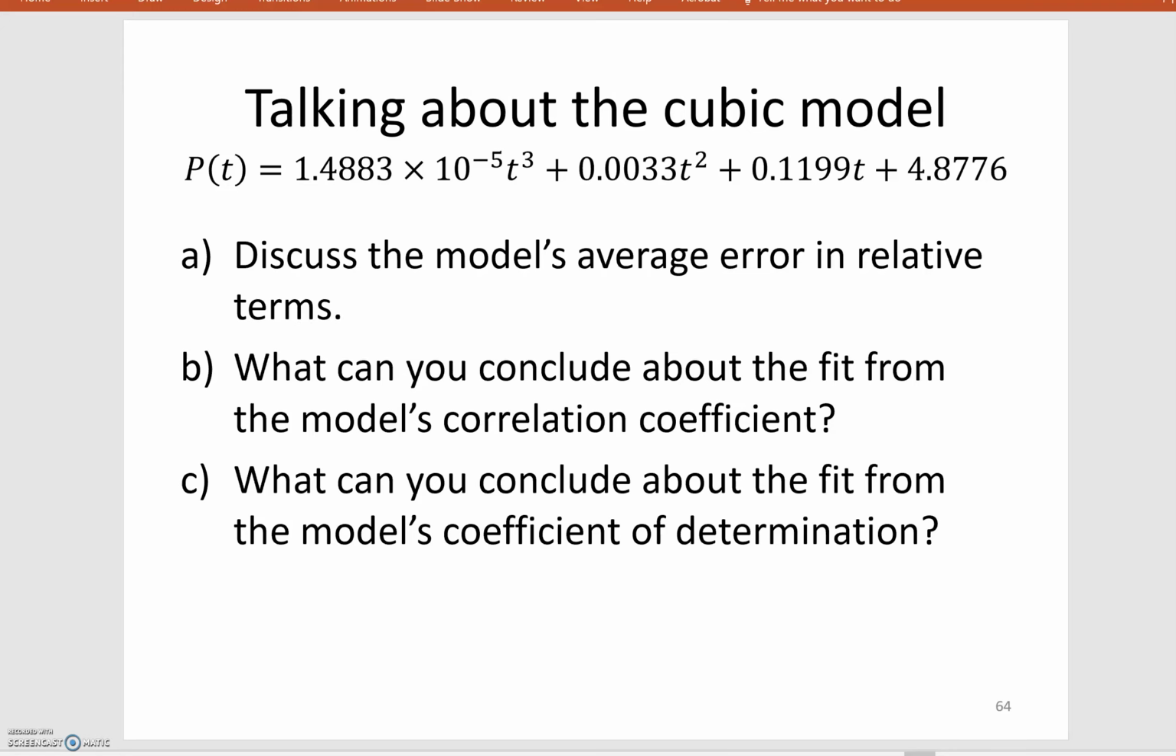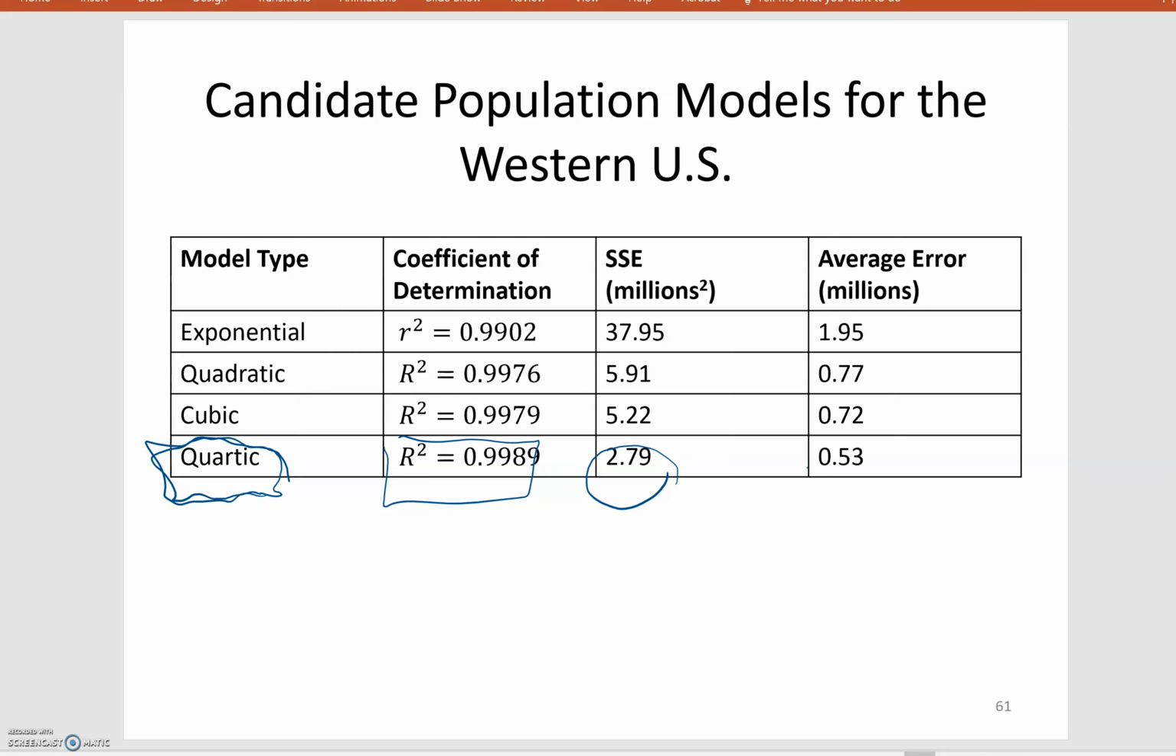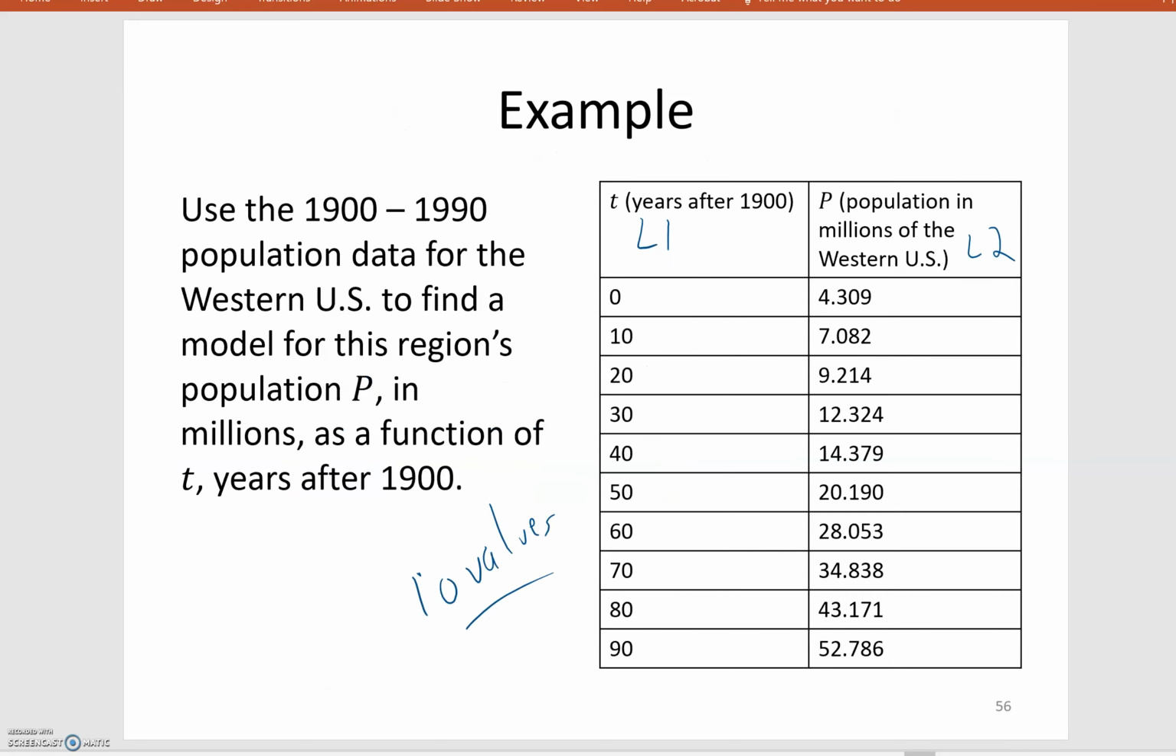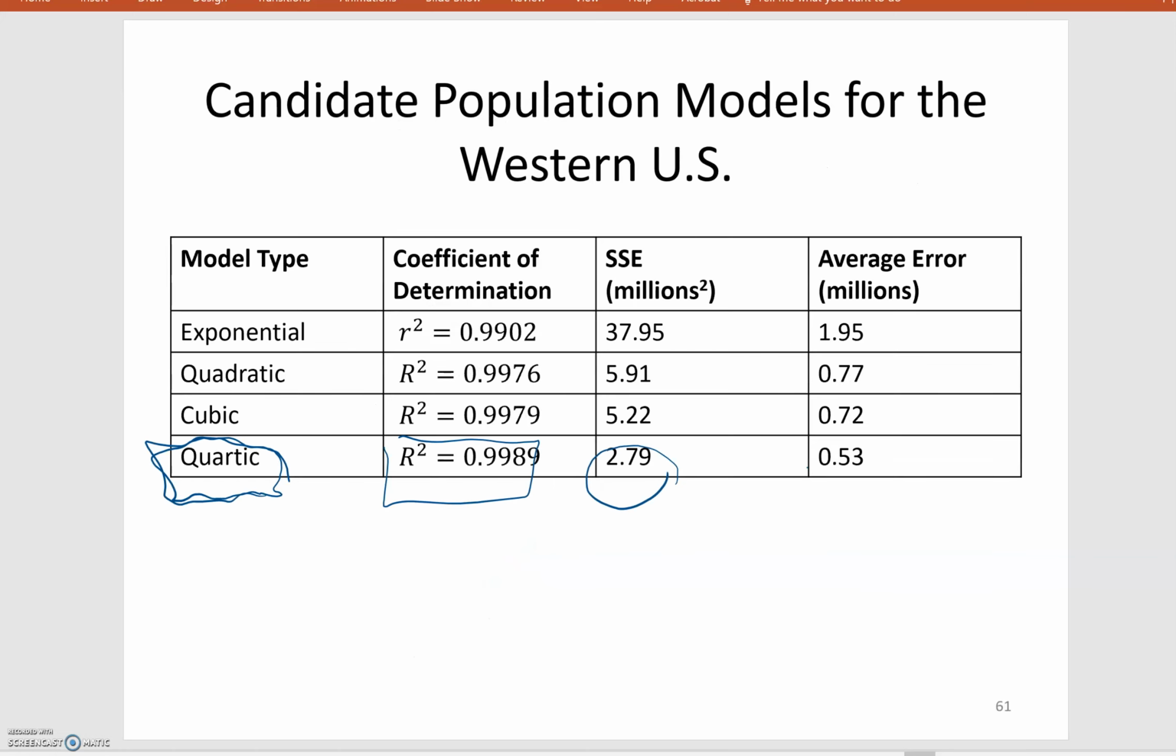Okay, so in our last video we were talking about finding the cubic model for this data set. Let me go back to the data set to remind you. We had this data set of population from 1900 to 1990, population in millions of the western US, and we looked at several different models and decided that actually the cubic was the best one to use.